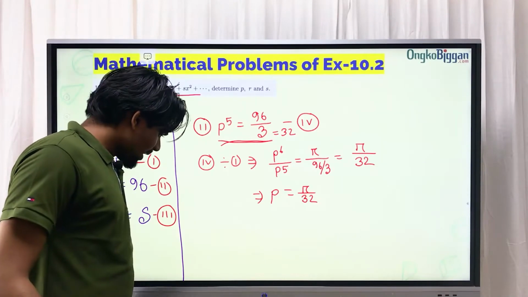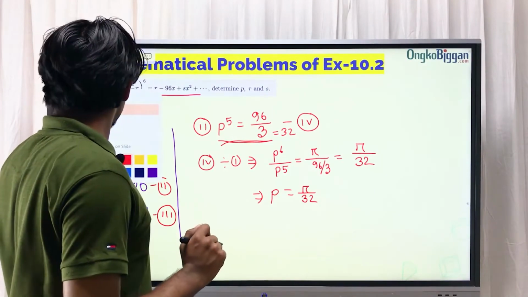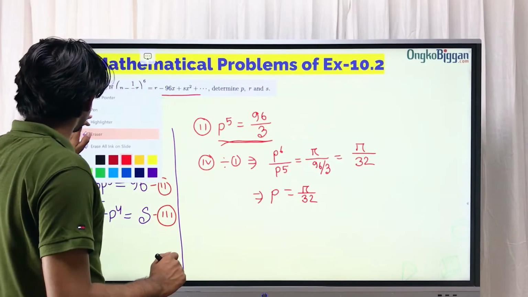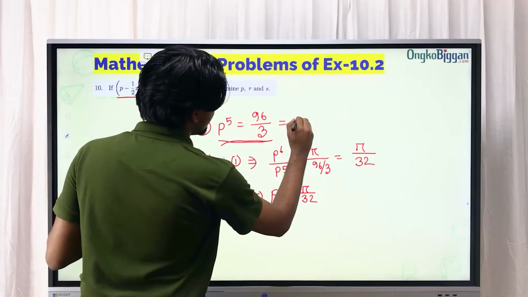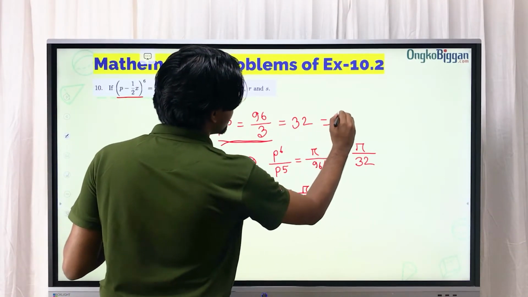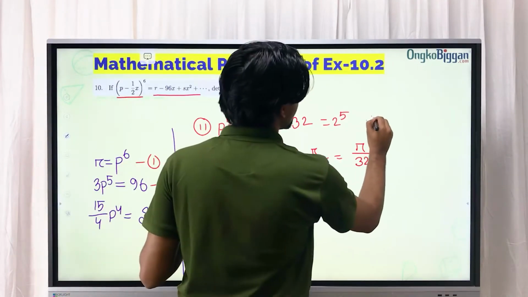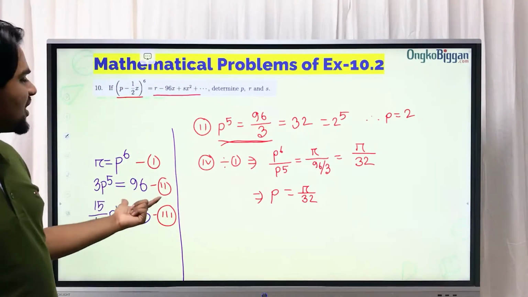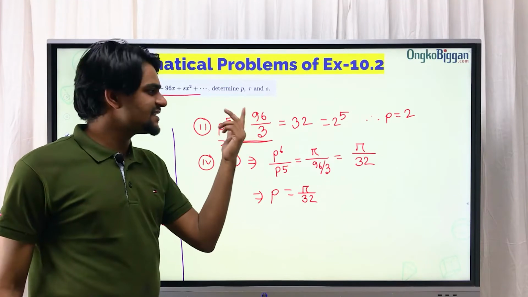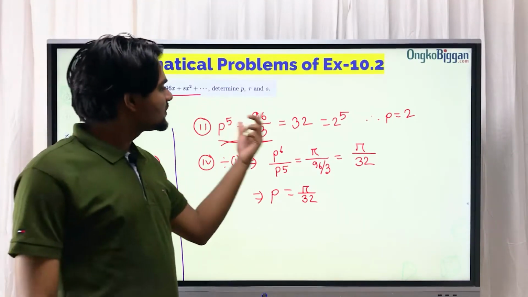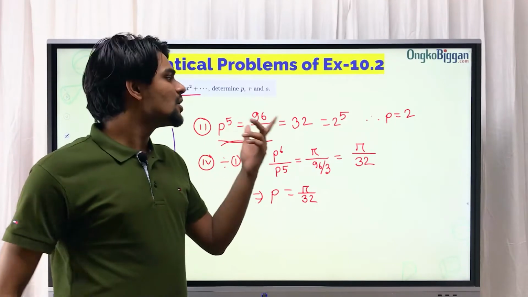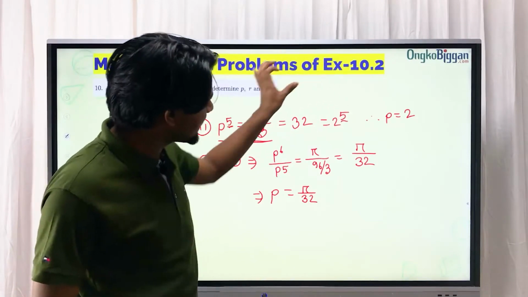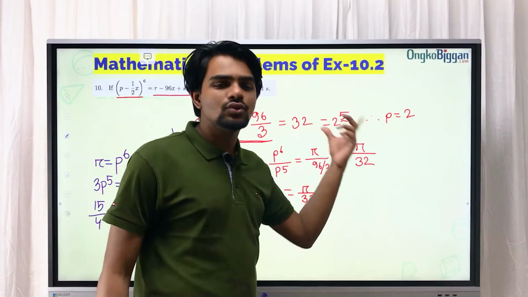So I forgot to do one thing, that is we could directly get the value of p from here. It is 32, so it can be written as 2 to the power of 5. So therefore p will be equal to 2. From the second equation we got p to the power of 5 is equal to 96 by 3, and 96 by 3 is equal to 32, which can be written also in the form of 2 to the power of 5. So here we have power 5 and we also have power 5 on the right side. So we can directly write p is equal to 2.